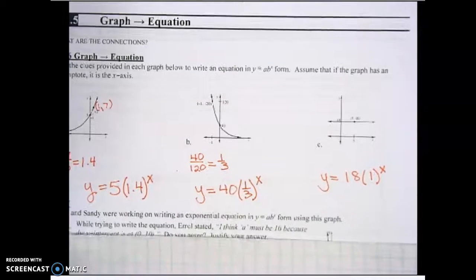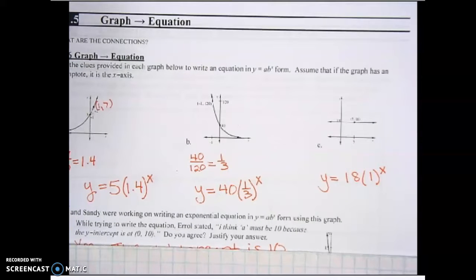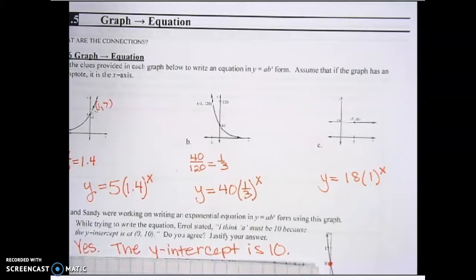All right. Question 67 says, Errol and Sandy were working on writing an exponential equation in the y equals ab to the x form using this graph. While trying to write the equation, Errol stated, I think a must be 10 because the y-intercept is at 0, 10. Do you agree? Justify your answer. So you're going to come over and look at the graph.